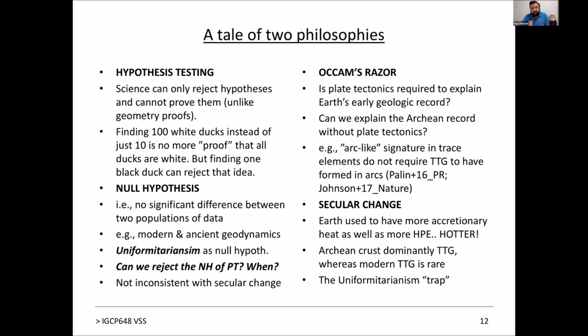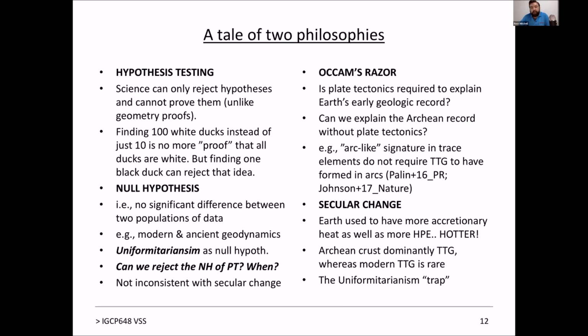And hypothesis testing, many of you know from Karl Popper's influence on science. People argue that you can't really prove a hypothesis like a proof in geometry. You can only reject hypotheses. So if you find 100 white ducks instead of 10 white ducks, that still doesn't offer more of a proof that all ducks are white. But if you find one black duck, you can reject that idea. So this comes to what statistics calls the null hypothesis, that there's no significant difference between two populations of data. In the case of the debate today, those two data populations are modern and ancient geodynamics.